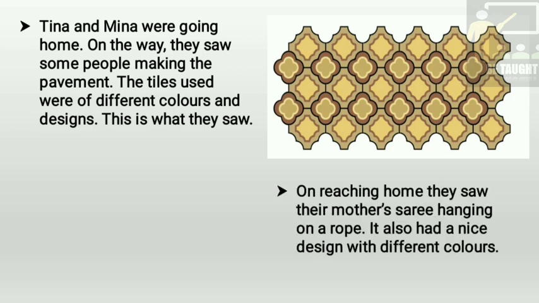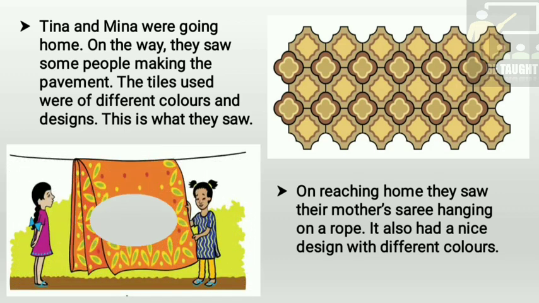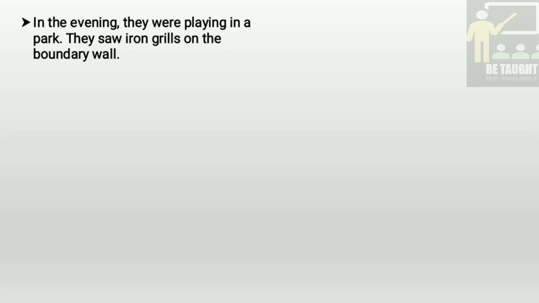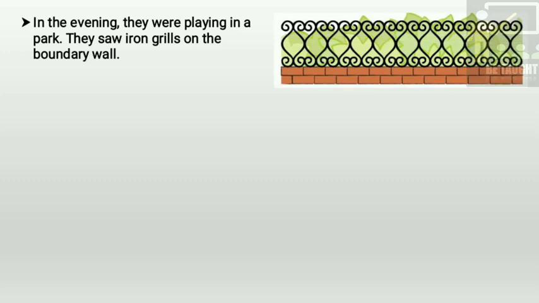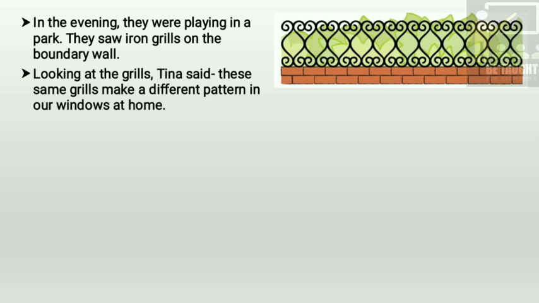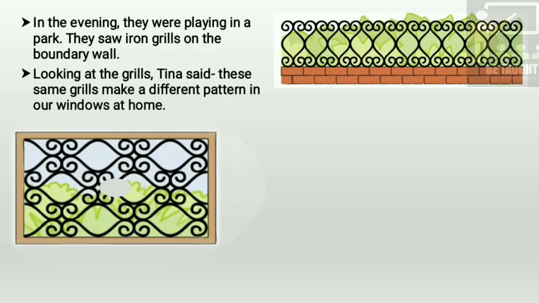On reaching home, they saw their mother's sari hanging on a rope. It also had a nice design with different colors. So as you can see in the picture. In the evening, they were playing in a park. They saw iron grills on the boundary wall. Looking at the grills, Tina said, "These same grills make a different pattern in our windows at home."